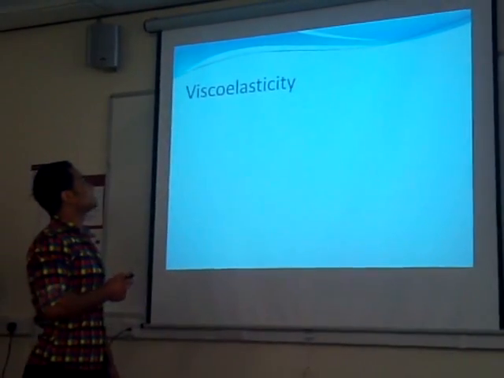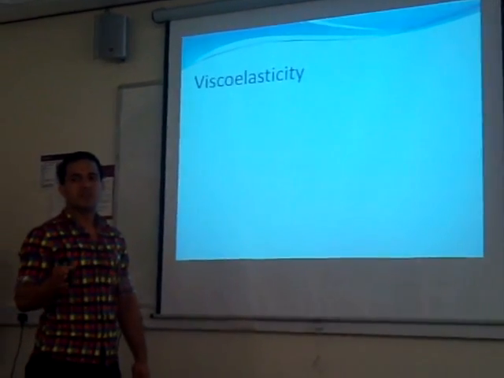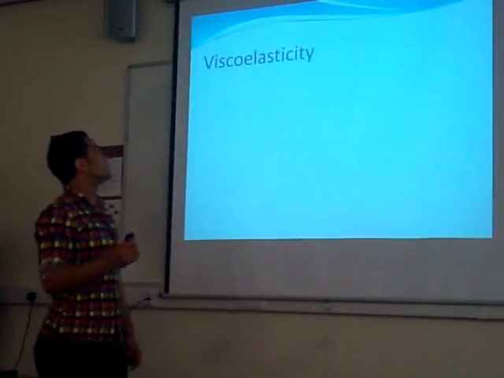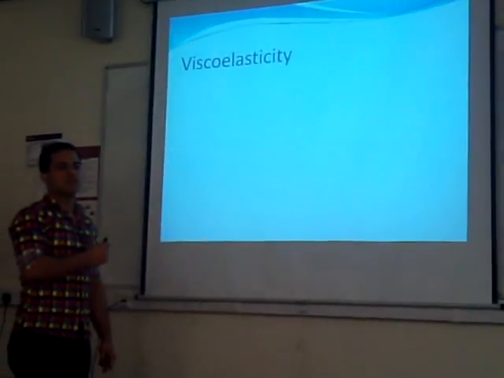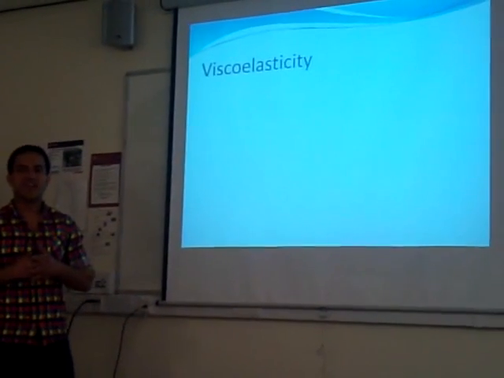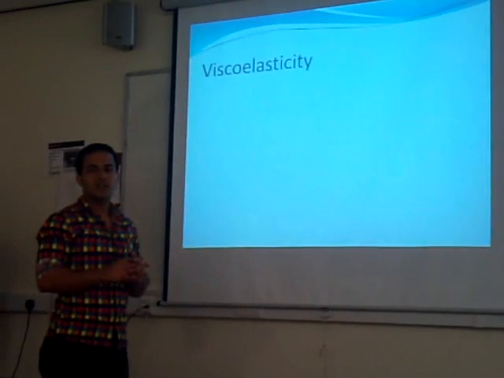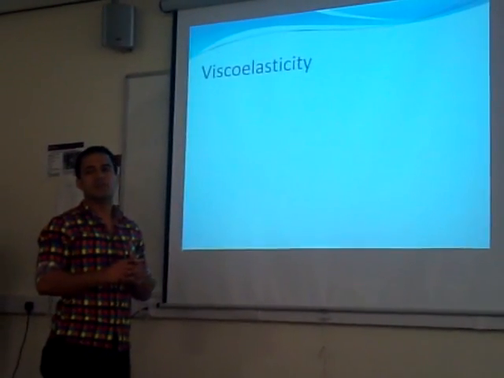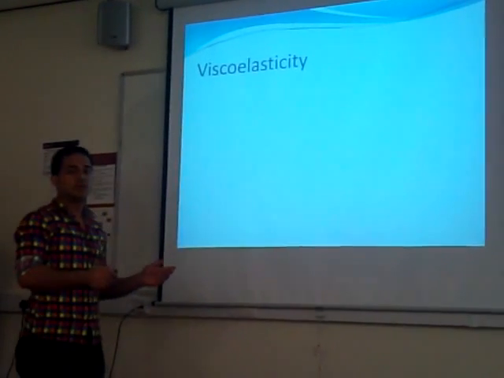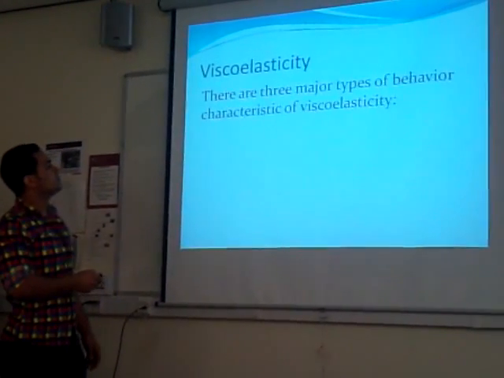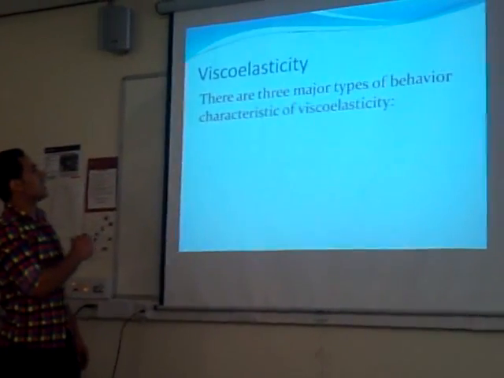However, if we look at the elastic material, we'll find that the moment you apply stress, the strain increases immediately. And when you remove the stress, on the other hand, it returns to its original shape. So if we combine both of these together, we'll find that the tendon exhibits a time dependent behavior. So the strain varies with time when load is applied. And this can be summarized in 3 major types of behavior.